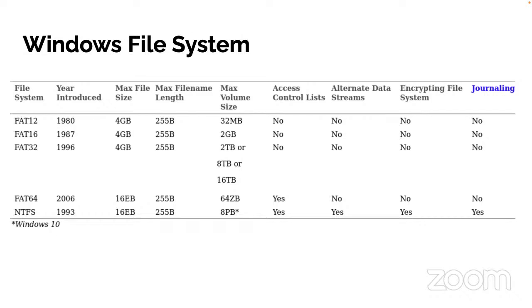FAT12 you would find in super old floppy disks. It's universally supported by modern OSs. FAT16 was a 16-bit file system for MS-DOS with file names limited to 8 characters, file extensions to 3 characters, and disk partition maximum of 2 gigabytes. FAT32 was a 32-bit version, and grew the maximum file size to 4 gigs.